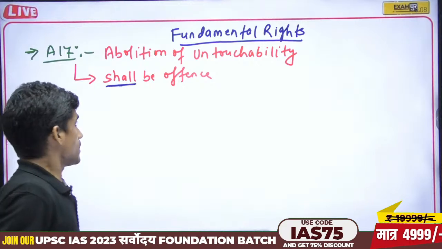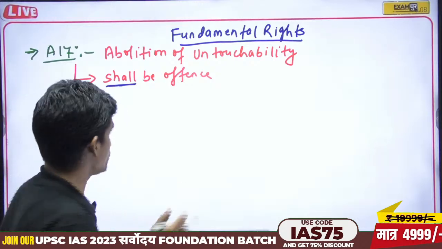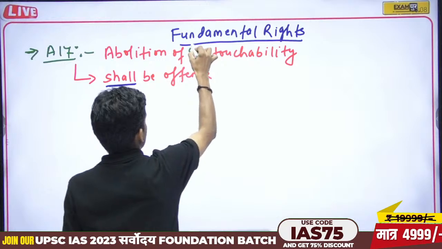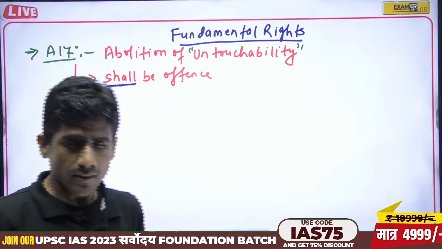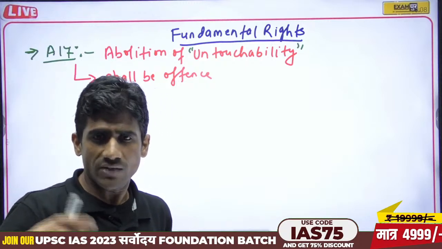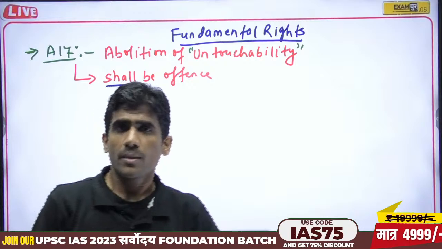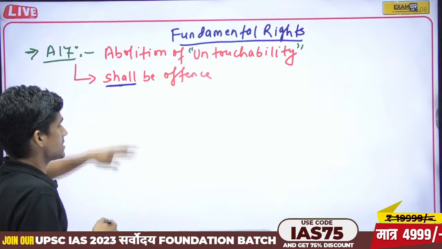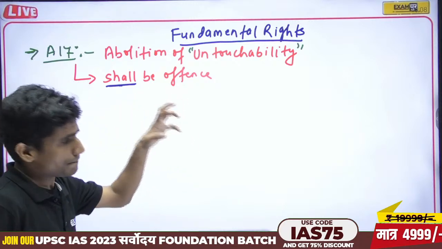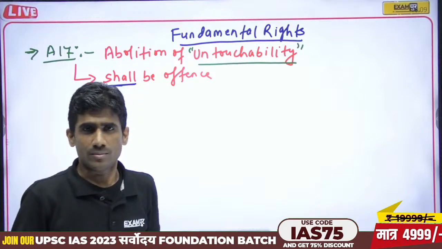Now come to the next portion. The term untouchability is not defined in our Constitution, but where is this term defined, the question may ask. So the question arises, where is this word untouchability mentioned? This word is mentioned not in the Constitution, but after some judgment.